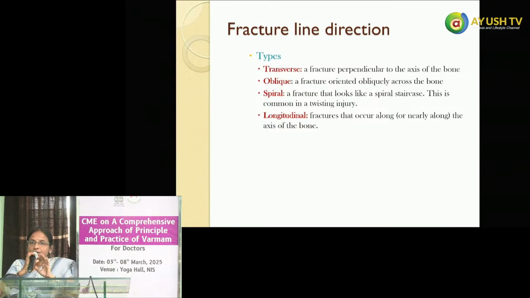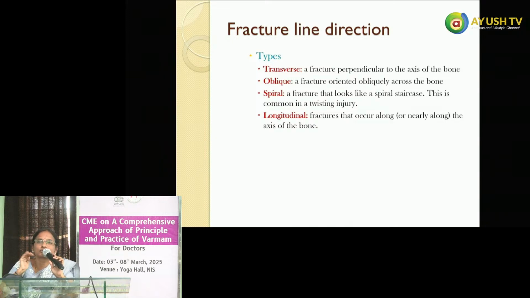Okay. So next is the fracture line's direction. See how the fracture line is directed. Based on that we can again classify fractures. On that basis we have four categories: transverse, oblique, spiral and longitudinal fractures. First type is a transverse fracture.